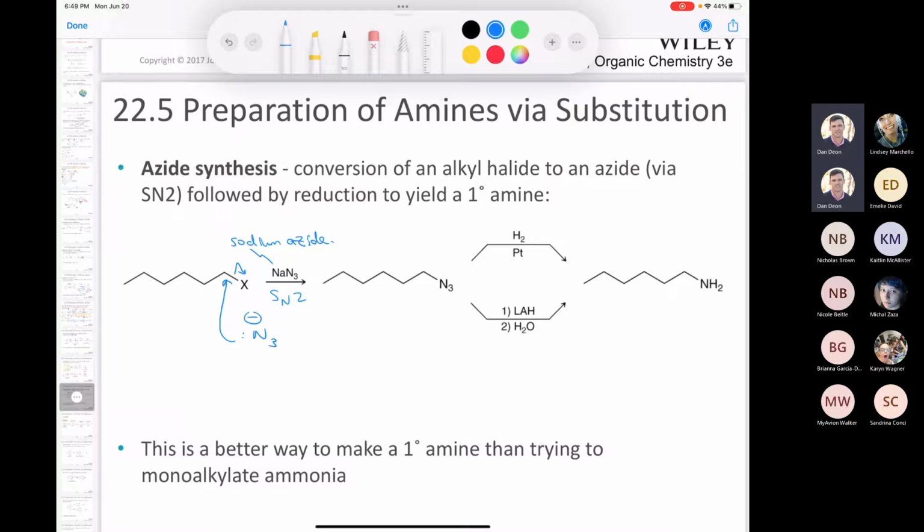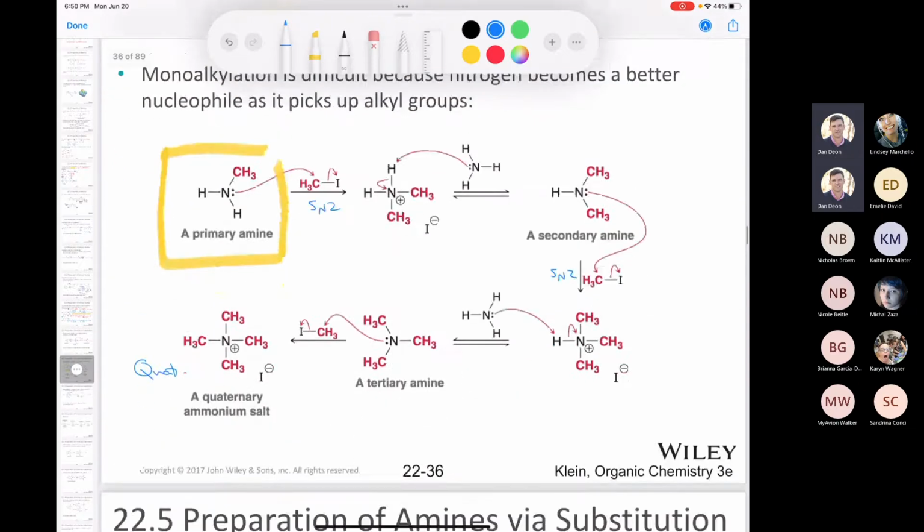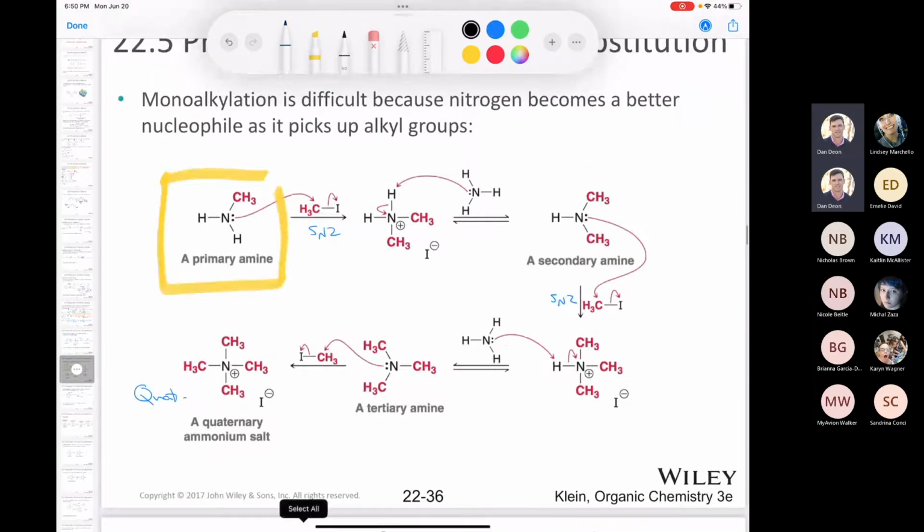And then once you have the azide, so this is a new functional group, you can reduce that using hydrogenation conditions or reduction conditions. And this is a better way to make a primary amine than trying to monoalkylate ammonia, because we saw that exhaustive alkylation right here. Sometimes we call this, I'll just pencil it in since I didn't do it before, exhaustive alkylation, where it just keeps alkylating and alkylating and alkylating.